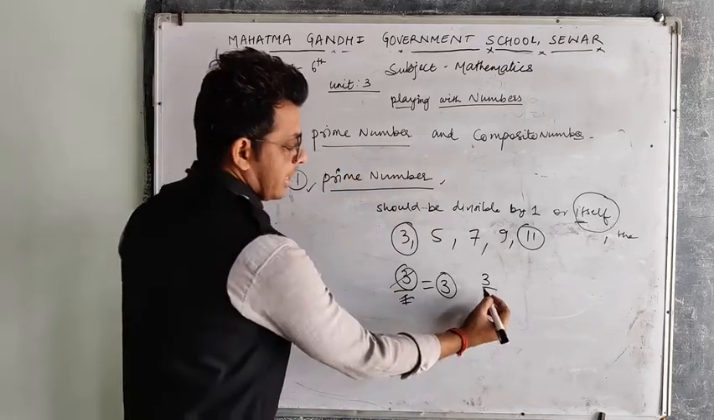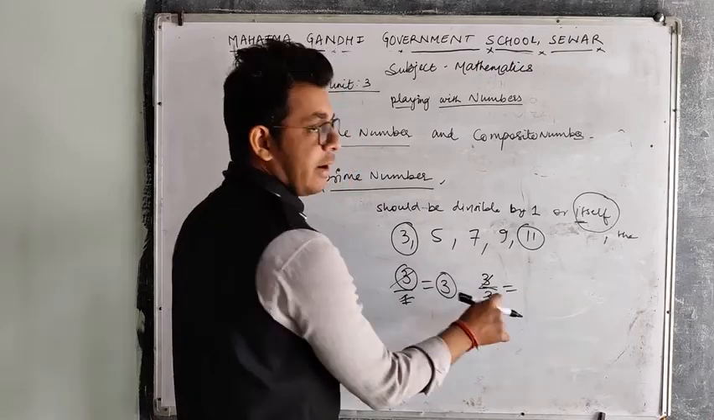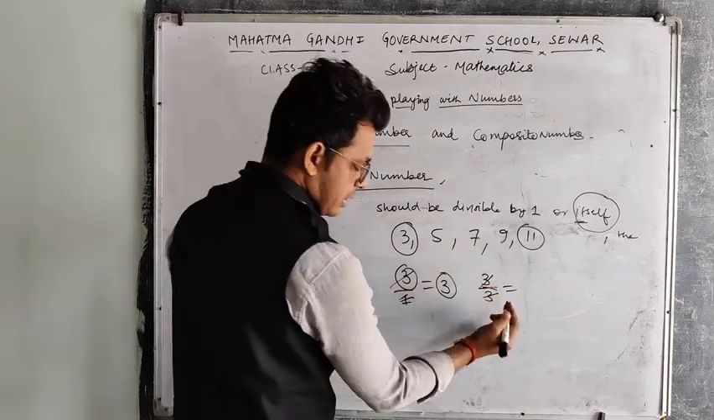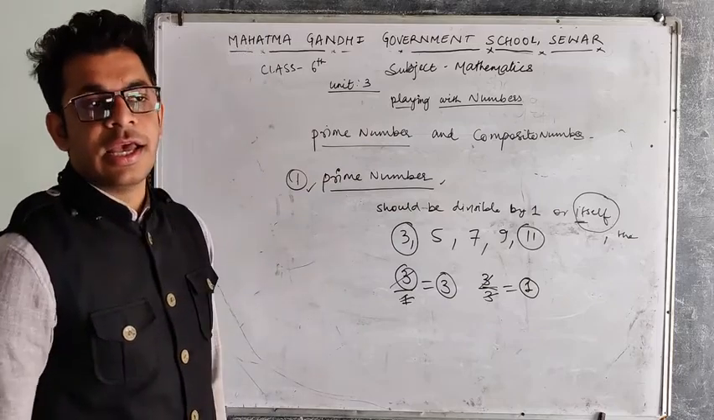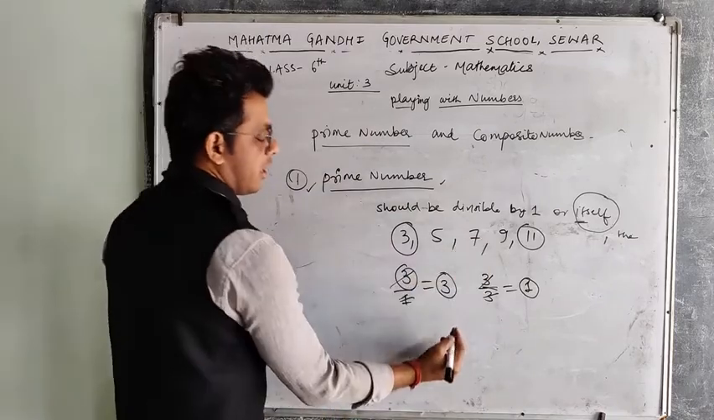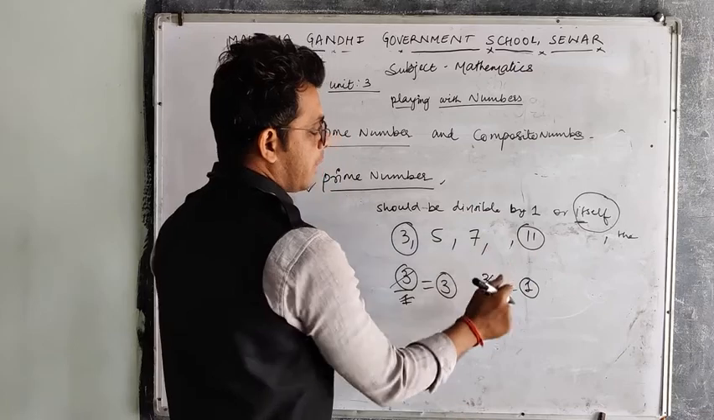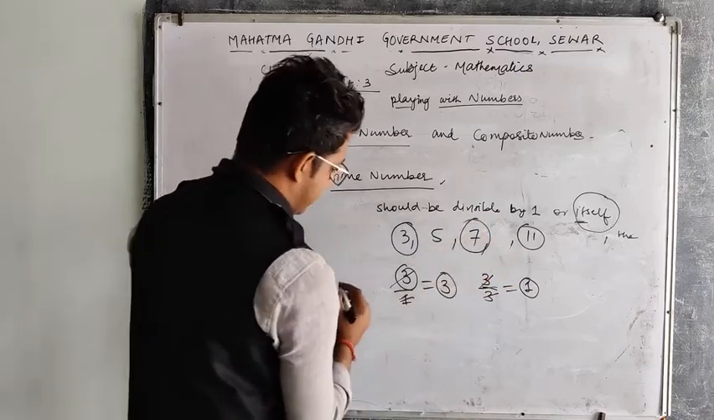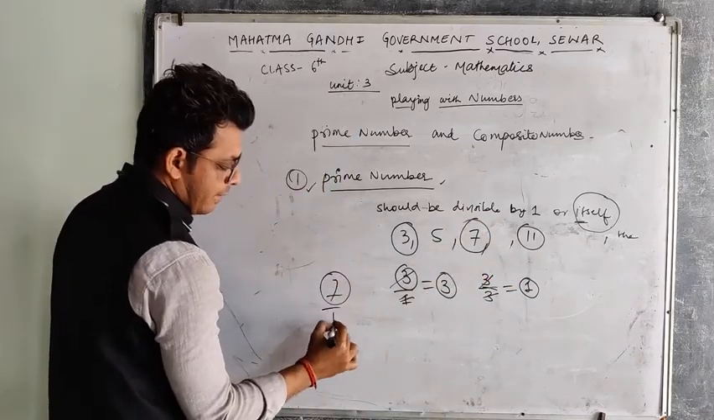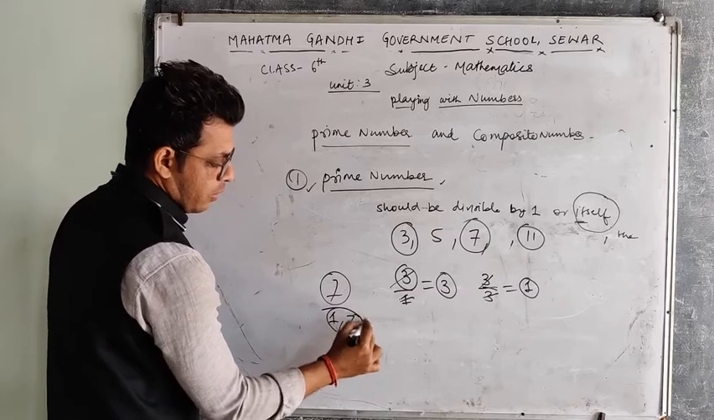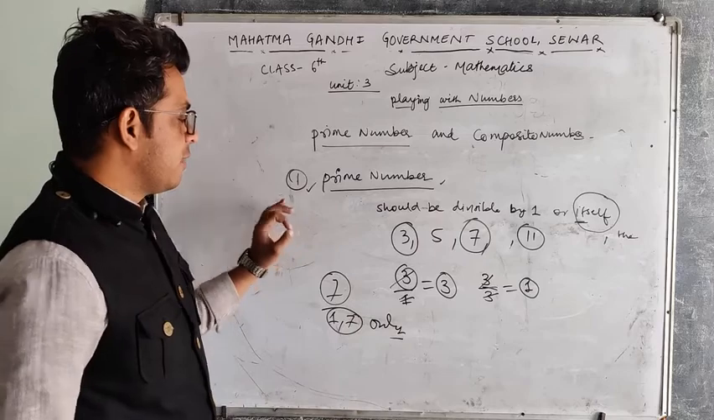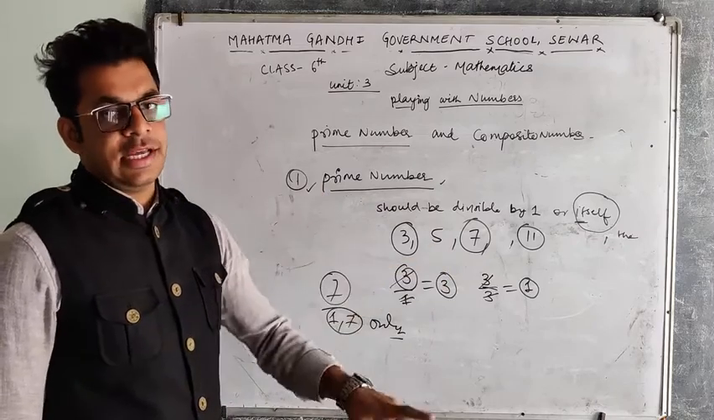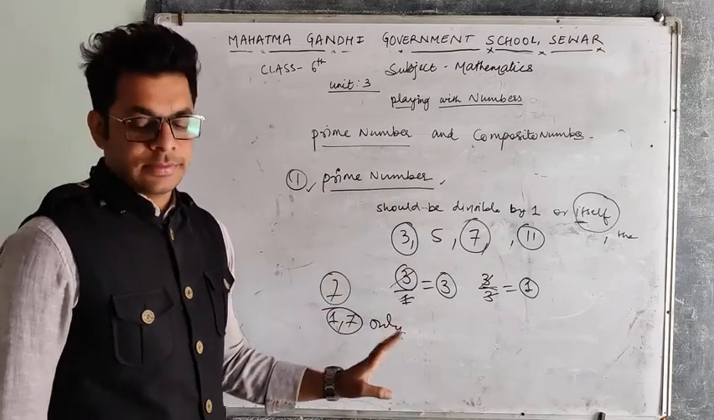If I divide 3 by 3, I am dividing the number by itself, so the result will be 1. It can't be divisible by any other number. Same is with 9: 9 will not be a prime number. If I divide 7, it can be divisible by 1 or 7 only. So any number which is divisible by only 1 or itself is called a prime number.